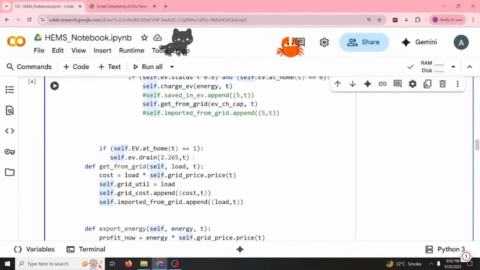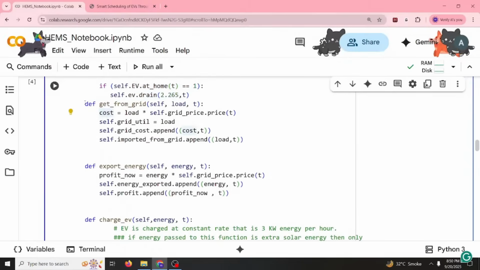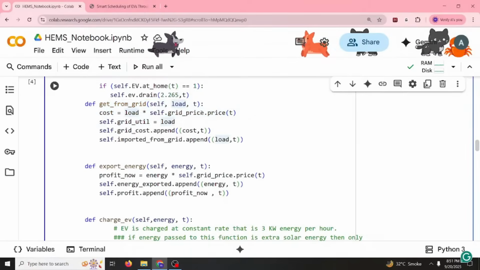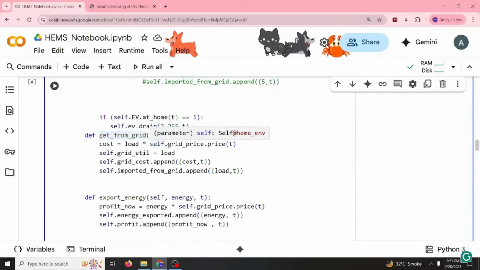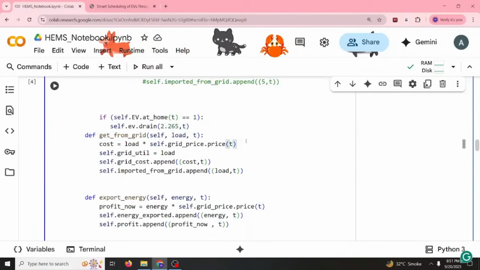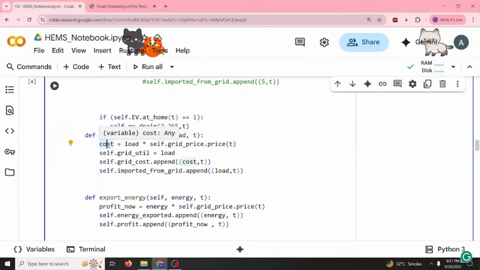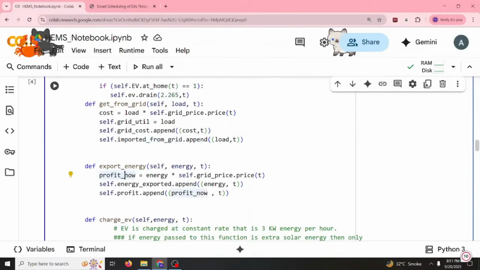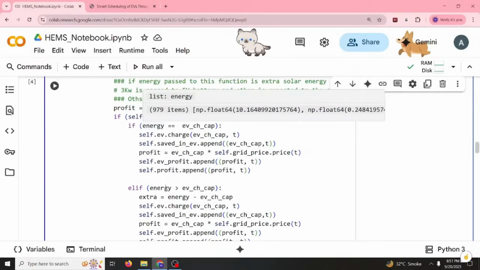And this is just a test function, not a useful function in here. Okay, so get from grid. In here, if we use this get from grid function, it is costing us something. That is the cost of the price at a given time. So we are taking that cost here and considering it as an import. And similarly, if we export, that means we are earning some profit here.